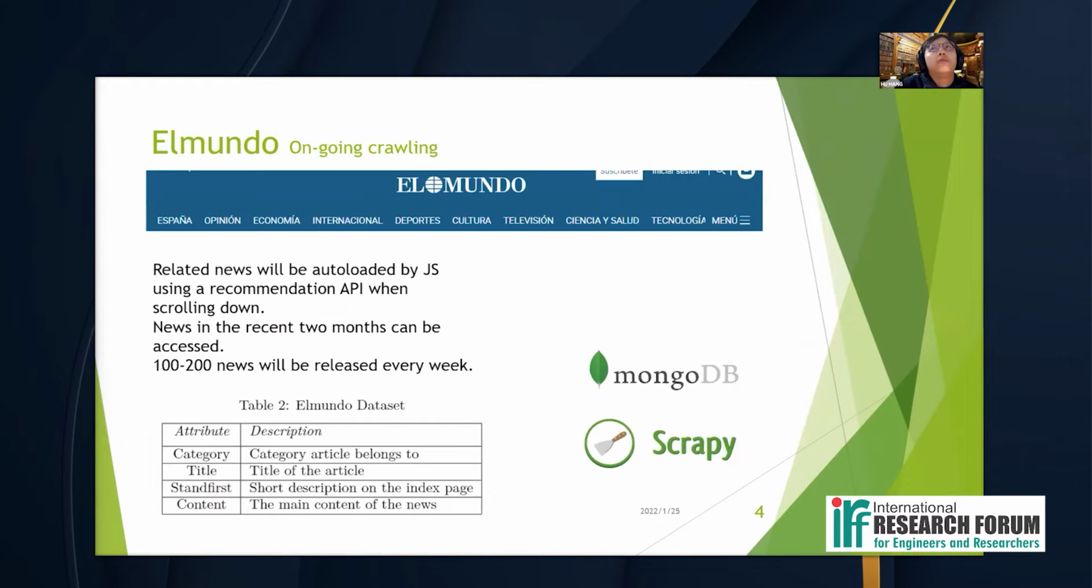The second we collect from a famous Spanish news site called El Mundo. We collect the related news through a recommendation API, and it will load some related news when you're scrolling down the page on the current news. Due to limitations, we stopped our crawling, and we collected about 10,000 pieces of data. We use MongoDB for storage and the Scrapy framework for the spider.